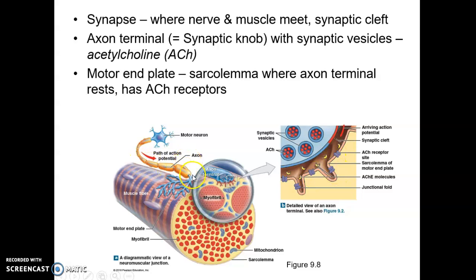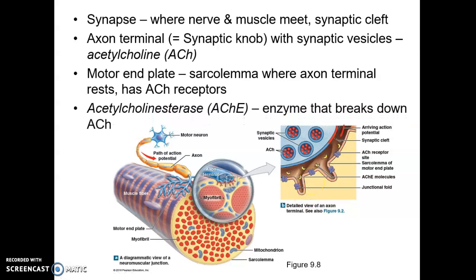When the action potential reaches the axon terminals, the vesicles release the acetylcholine, which diffuses across the synaptic cleft and contacts the acetylcholine receptors on the motor end plate. And then we'll talk about what happens next. There's an enzyme here in yellow called acetylcholinesterase, and it's an enzyme that breaks down the acetylcholine as it's diffusing across. So the function of acetylcholinesterase is to make the effect of the acetylcholine when it's released short-lived, transitory. And there's also pumps that will pump acetylcholine back into the axon terminals.